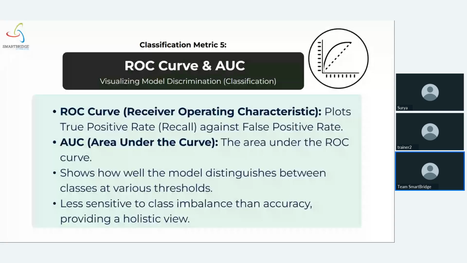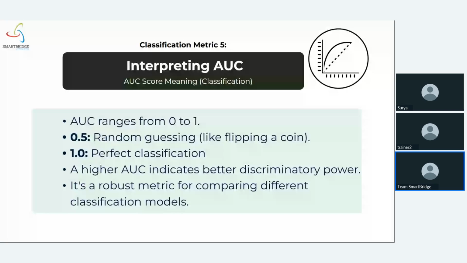AUC ranges from 0 to 1. 0.5 is something like random guessing. 1 is perfect classification. A higher AUC indicates better discrimination power. So based upon these things, you can go with AUC or ROC.